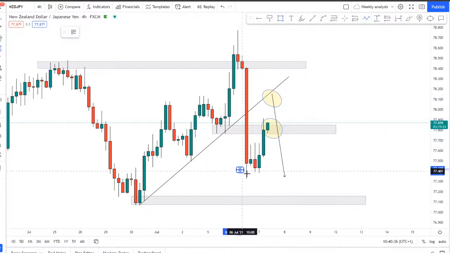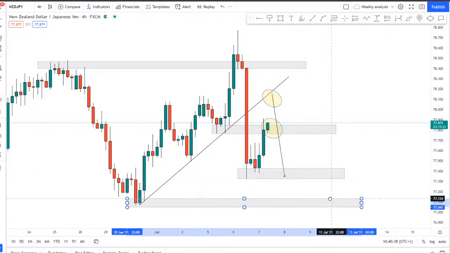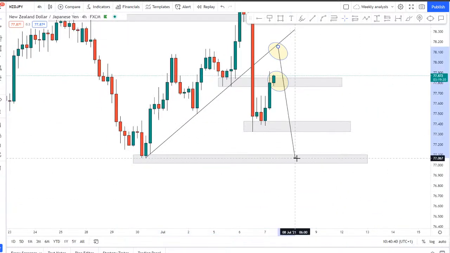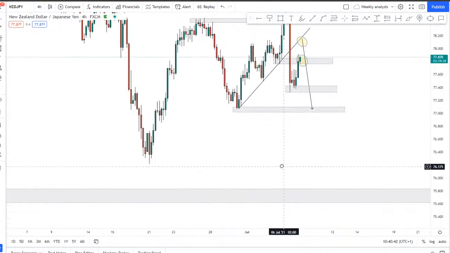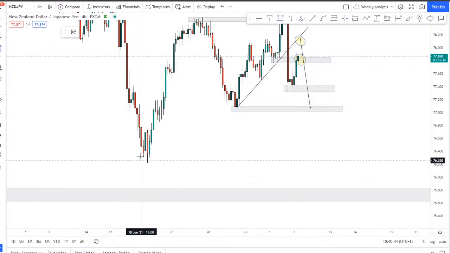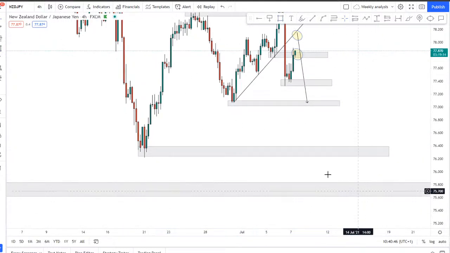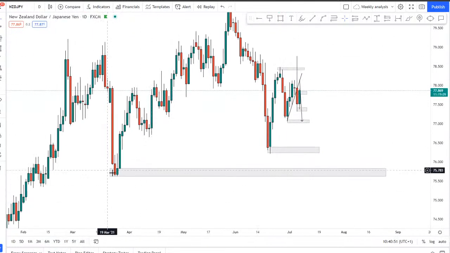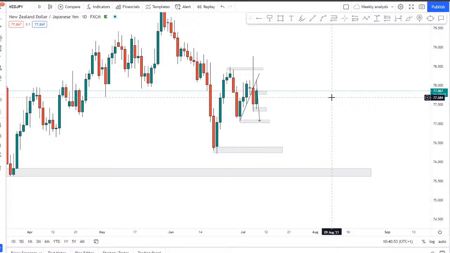It's got to be the first target here for NZJPY. Second target will be this low here, and the third target will be this low, and the fourth this low there. So if we go to the daily, you'll probably see that low better. So yeah, that daily area there. Again, this is pretty much a bit of a long-term trade.